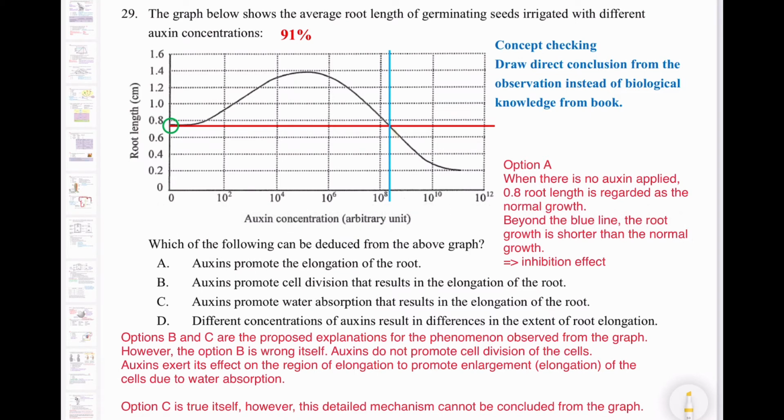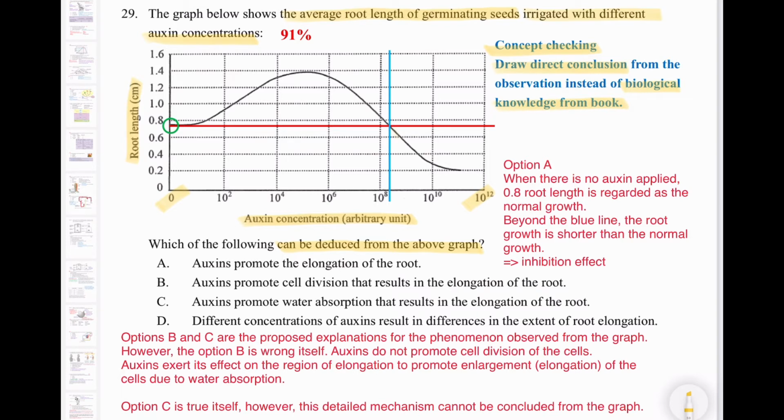In question 29, we have to do the data analysis of the graph. So the graph is showing the average root length of the germinating seed irrigated with different auxin concentrations. You can see that the x-axis is the auxin concentration, from 0 to higher and higher. And the y-axis is the root length in cm. This question is asking for options A, B, C, D, which of the following can be deduced from the above graphs.